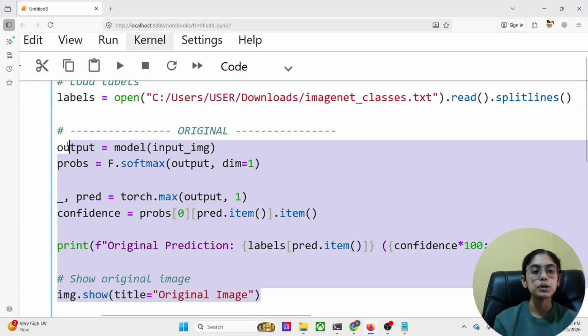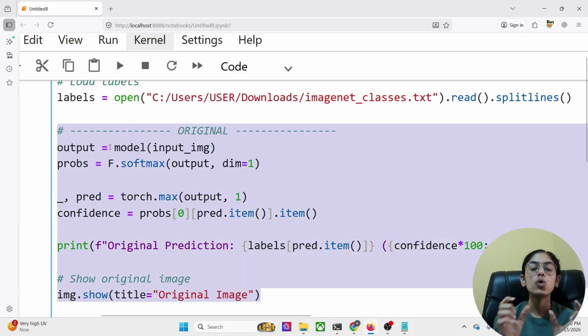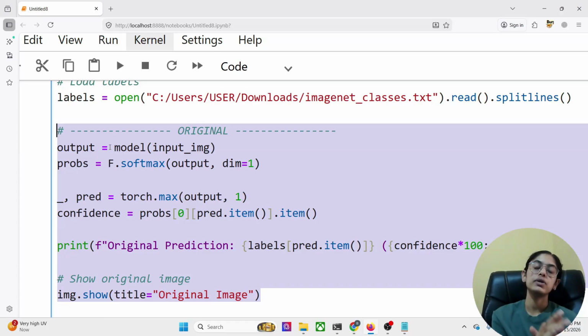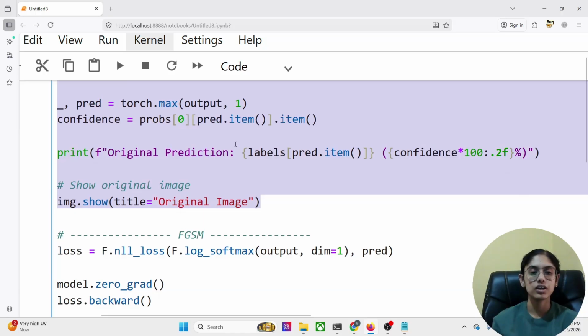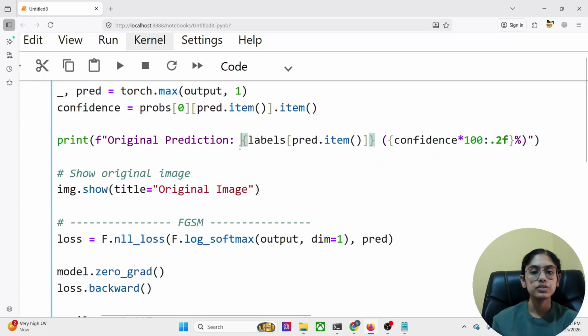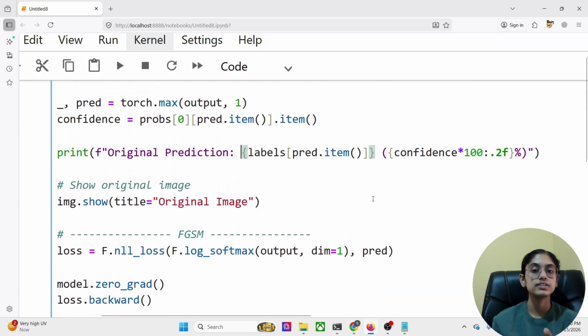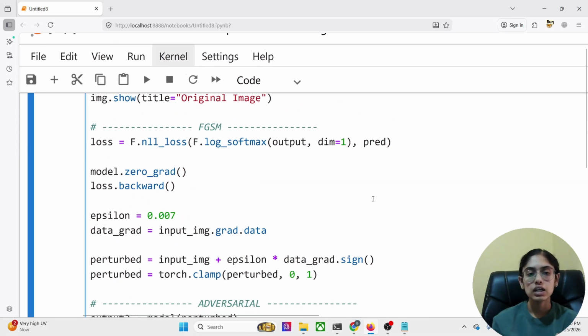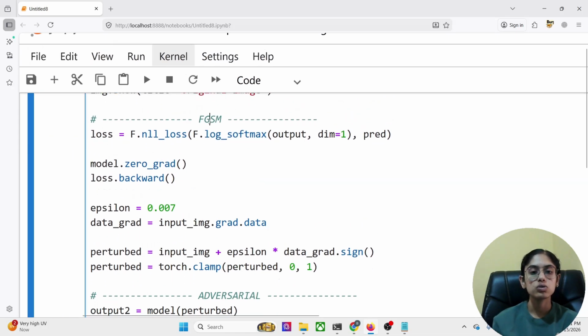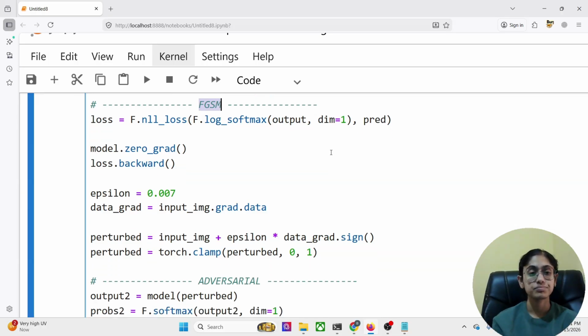Here we are just predicting the original image. What is the original image? Which is a panda. Of course, it will predict it as a panda. It seems okay. We will check it later. Next, after predicting with a confidence score, we are trying to introduce the FGSM attack, to make the model predict incorrectly.